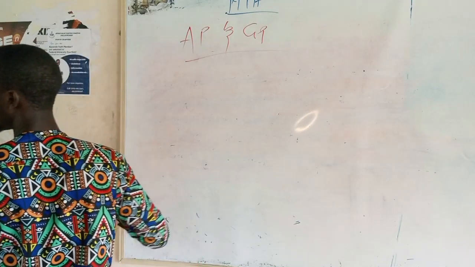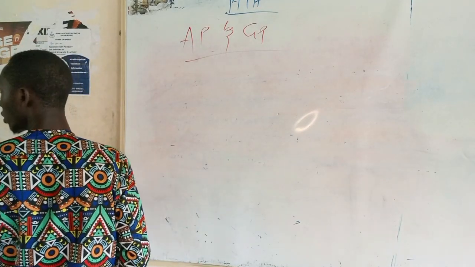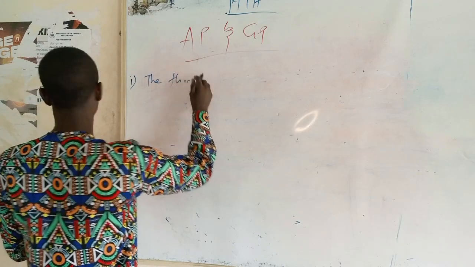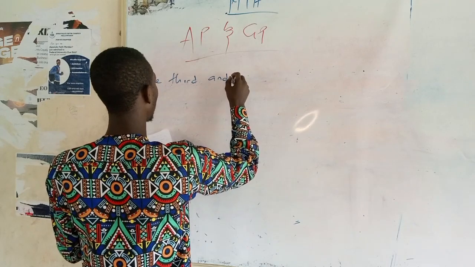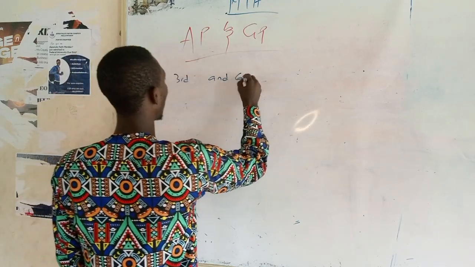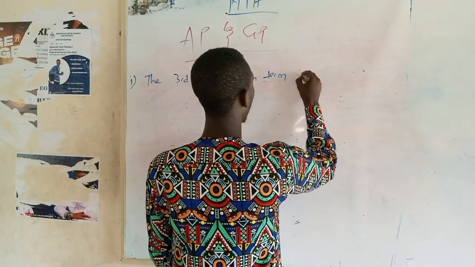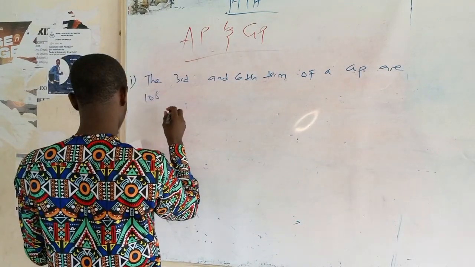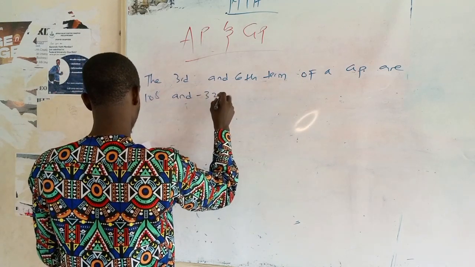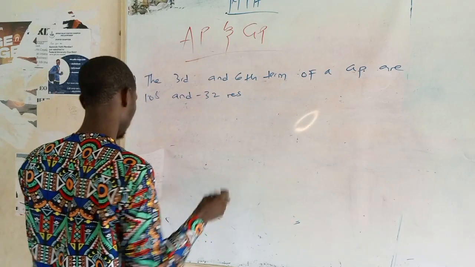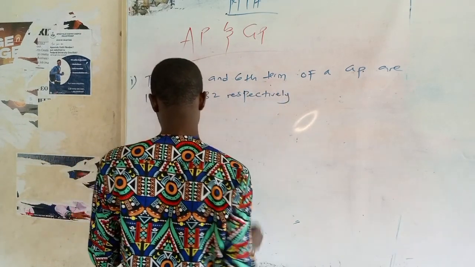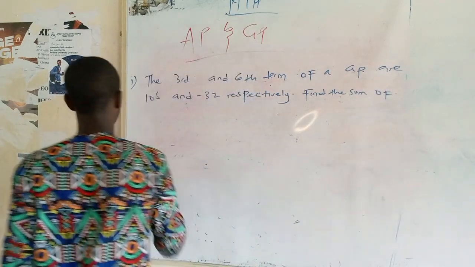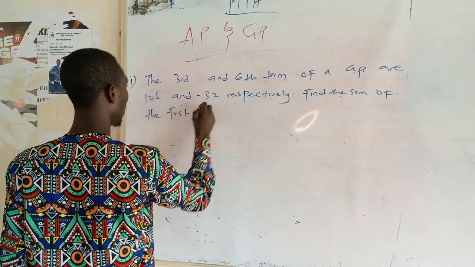So move down to the next question. The third and sixth terms of a GP are 108 and -32 respectively. Find the sum of the first 7 terms.